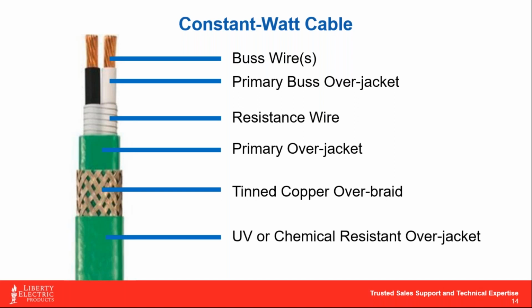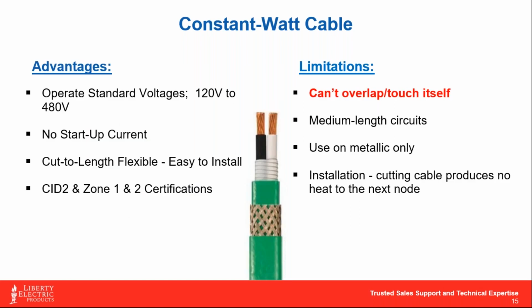But, again, the tighter the winds on that resistance wire, the higher heat output you get. Or I should say, the less spacing in between each of those winds will ramp up the heat. If you see them further apart, you can usually tell it's a lower wattage output cable, but obviously when in doubt, just look at the stencil on the side of the cable itself to get identification on watt per foot. And of course, you've got a primary over jacket, tin copper over braid, and then, usually for industrial applications, again, like a UV resistant Teflon coated jacket.